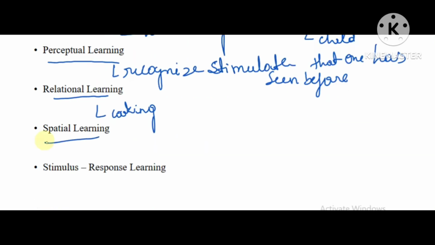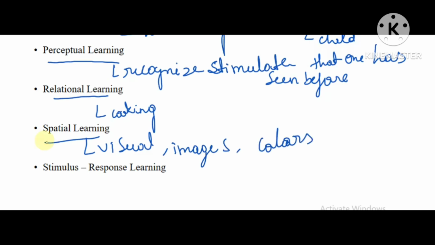The spatial learning. Spatial learning is nothing but visual learning. We go through images, or you use different kinds of colors. Whenever we need to learn things from an object like this, we know it as spatial learning. The best example you can take is a roadmap. Roadmap is an example.